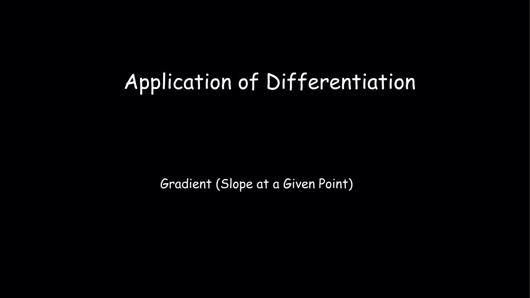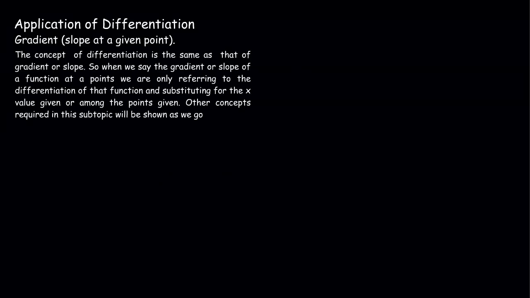Today we'll be discussing application of differentiation, and we'll be treating gradients, also known as slope at a given point. The concept of differentiation is the same as that of the gradient or slope. So when we say the gradient or slope of a function at a point, we are only referring to the differentiation of that function and substituting for the x value given or among the points given. Other concepts required in this subtopic will be shown as we go on.